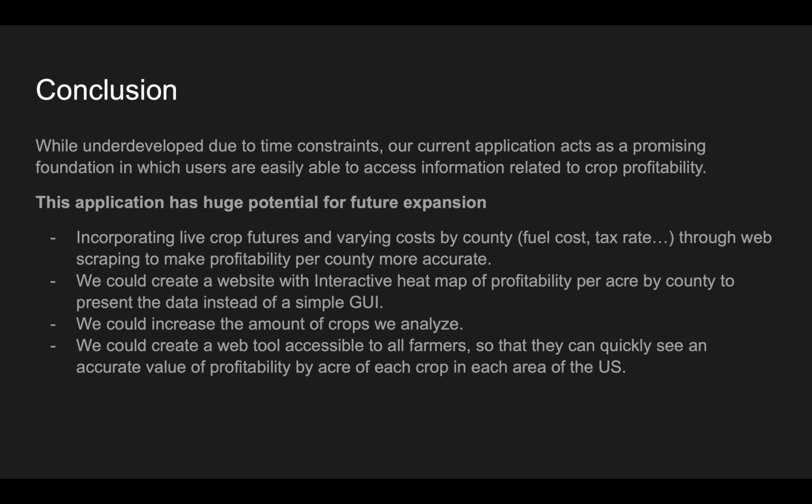However, while underdeveloped due to time constraints, our current application acts as a promising foundation in which users are easily able to access information related to crop profitability. This application has huge potential for future expansion. We could incorporate live crop futures and varying costs by county through web scraping to make profitability per county more accurate. We could create a website with an interactive heat map of profitability per acre by county to present the data with that instead of a simple GUI.